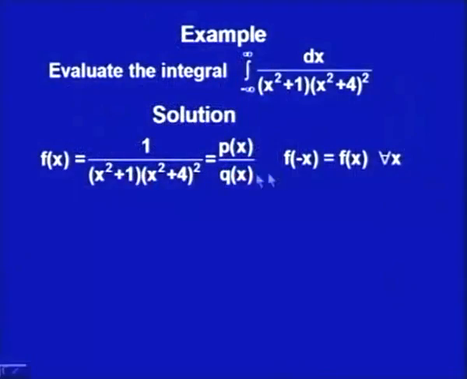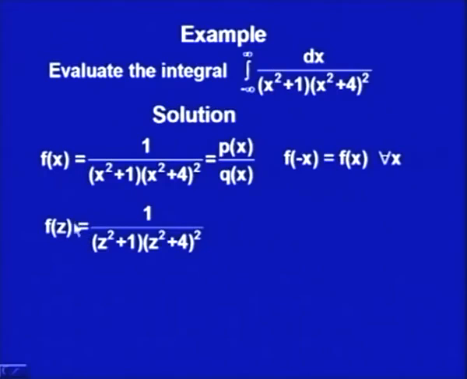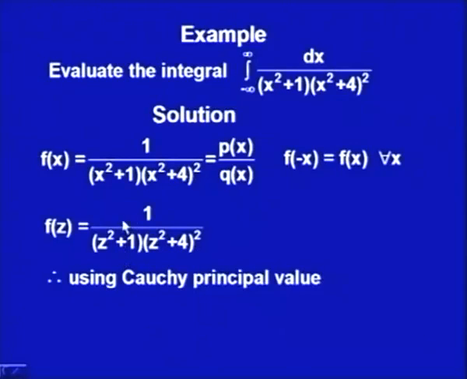We are going to apply the residue theory and consider the complex function. Moreover, this function is also an even function. So, the corresponding complex function we would consider is 1 upon (z square plus 1) into (z square plus 4) whole square. The denominator has zeros at plus i, minus i, plus 2i and minus 2i, where plus i and minus i are simple zeros, while 2i and minus 2i are zeros of the second order.